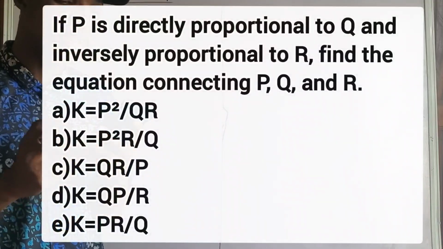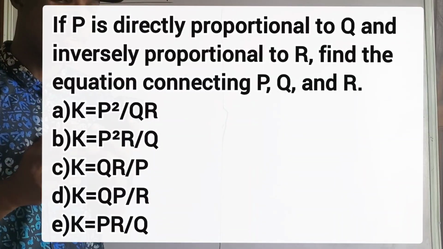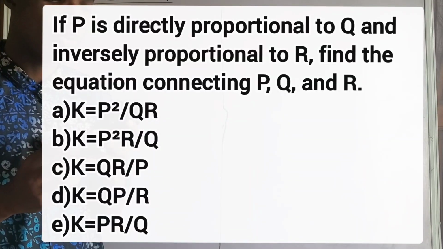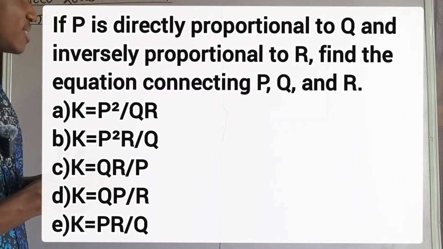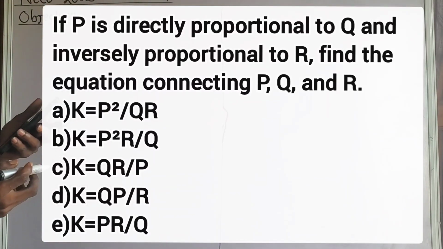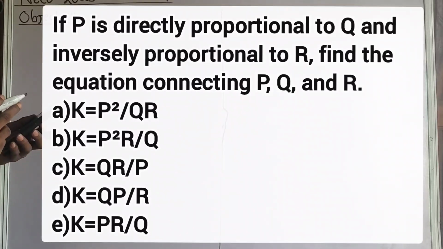If P is directly proportional to Q and inversely proportional to R, find the equation connecting P, Q, and R. Okay, that one is coming on variation. You understand? This question is coming on variation.